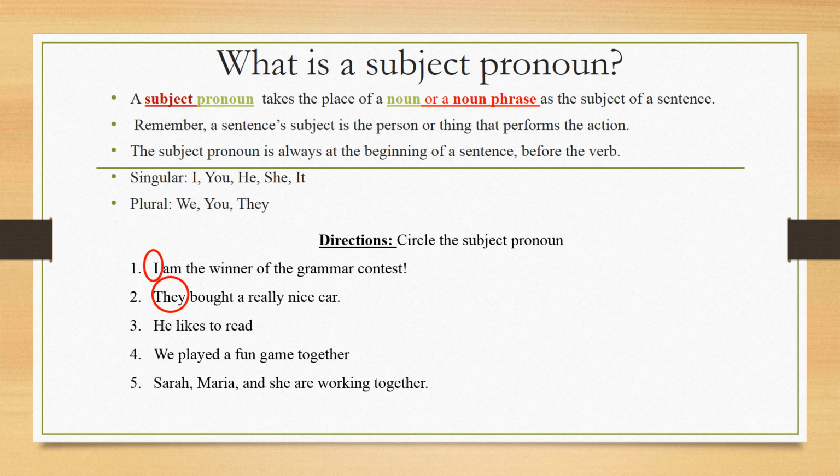Number 3. He likes to read. He is the subject. Number 4. We played a fun game together. We is the subject and it is plural. Number 5. Sarah, Maria, and she are working together. Where is the pronoun? She. Notice how all the subject pronouns are at the beginning of the sentence and before the verb.